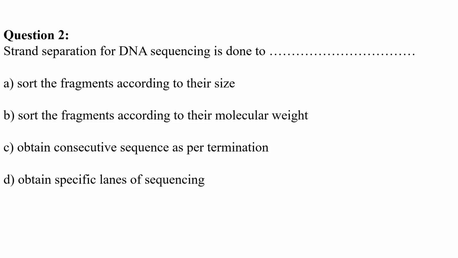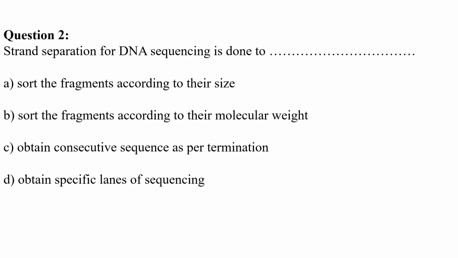Strand separation for DNA sequencing is done to sort the fragments according to their size. Option B, to sort the fragments according to their molecular weight. Option C, to obtain consecutive sequence as per termination. And option D, to obtain specific lanes of sequencing.